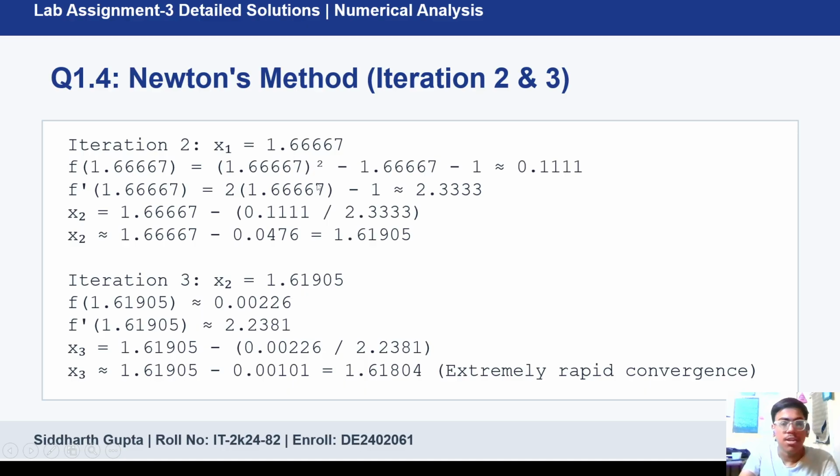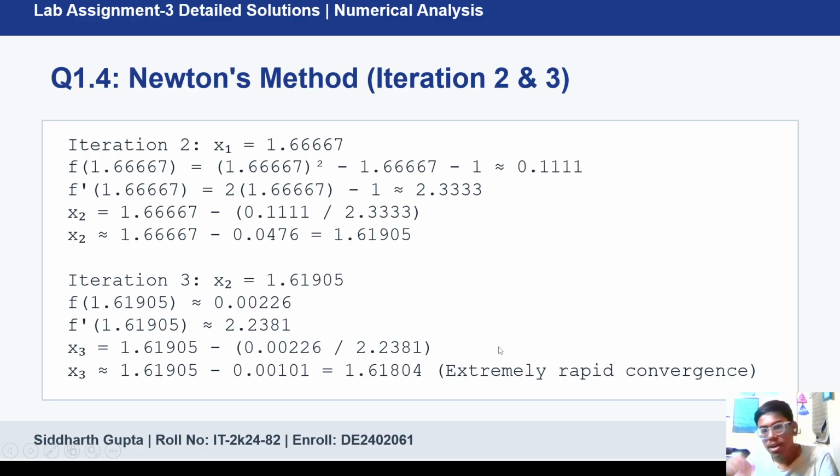Similarly, we will find the second iteration, third iteration. And again we will substitute, like x2 will be the new x3, x4 will be the new x3, and we will stop when the function value comes somewhere around 0.001. We will stop there, and the value of x3 will be the root.